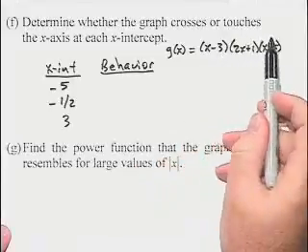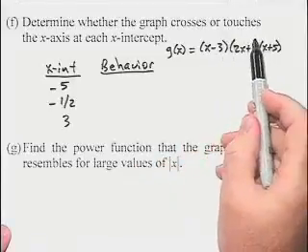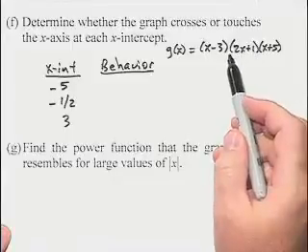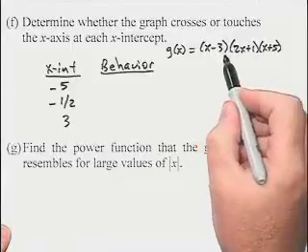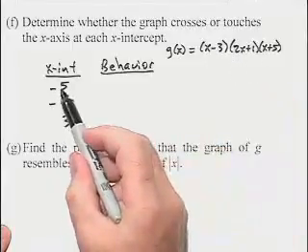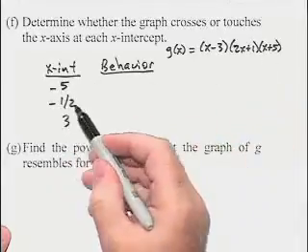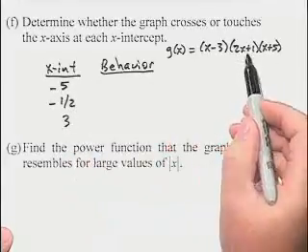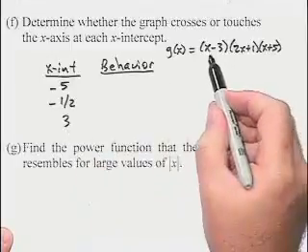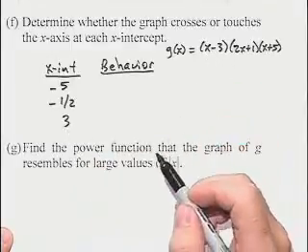If we look at the exponent in each of these factors, you see that the exponents are all 1, which is an odd number. Each of these factors gives us one of our x-intercepts. The negative 5 comes from the factor x plus 5. The negative 1/2 comes from the factor 2x plus 1. And the 3 comes from the factor x minus 3.